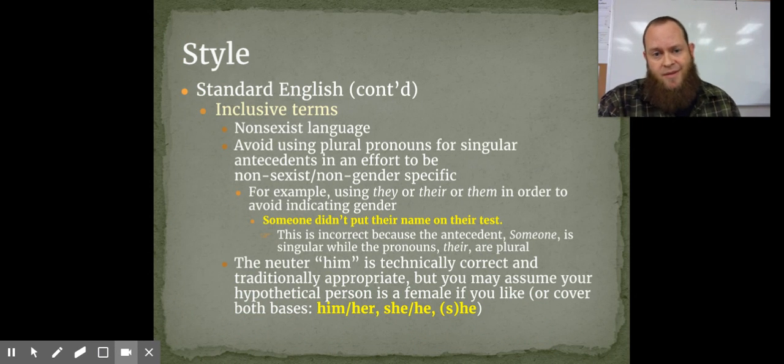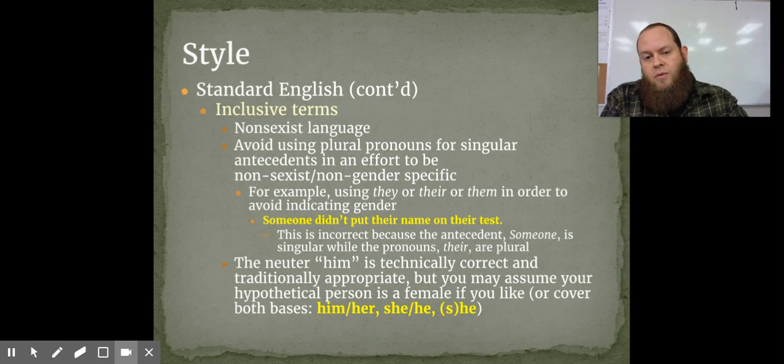Do not use sexist language. Don't use any language that treats any other group without the respect that they deserve. So no sexist language, no racist language. That goes without saying.